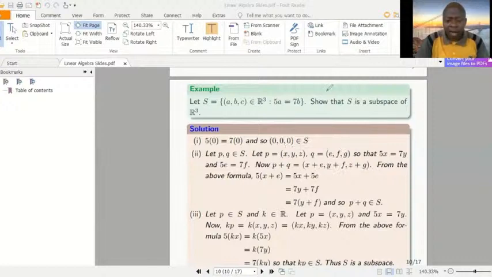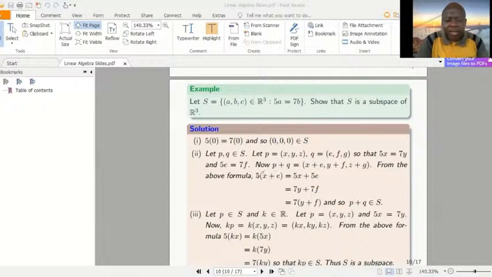Good. After this addition, I want to check whether this P plus Q is in S. For me to check if it's in S, I want to see whether 5 times the first element would give me 7 times the second element. So I begin by taking 5 times the first element. That is 5 times (x plus e).